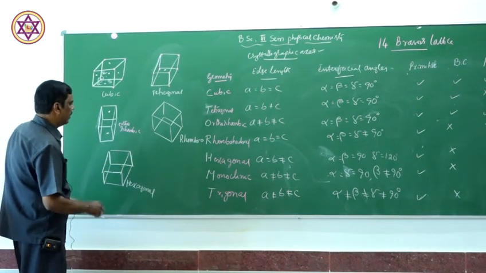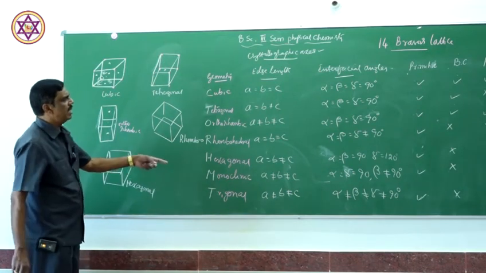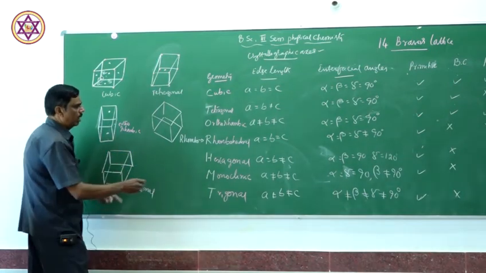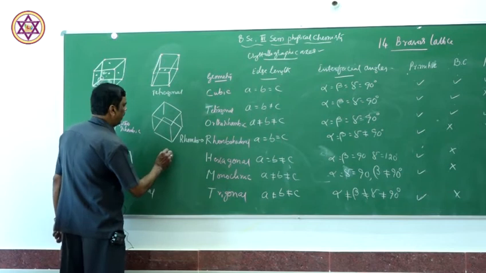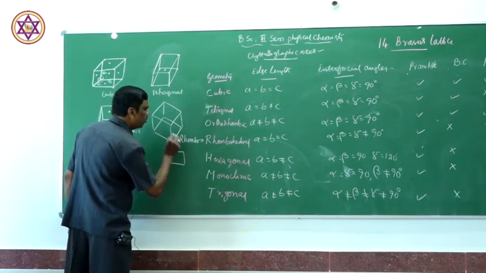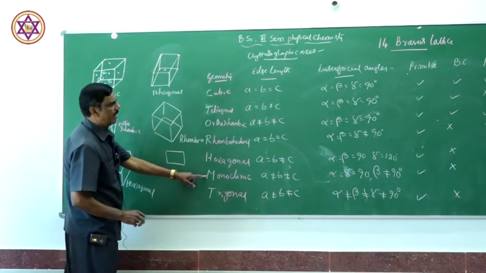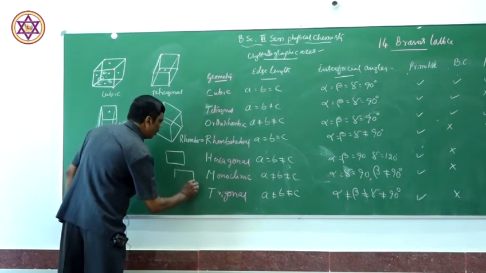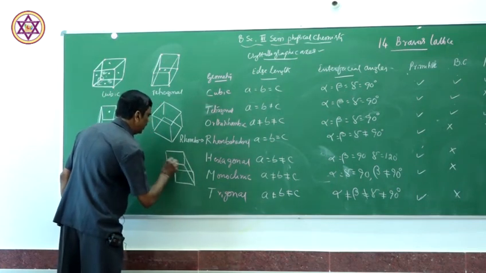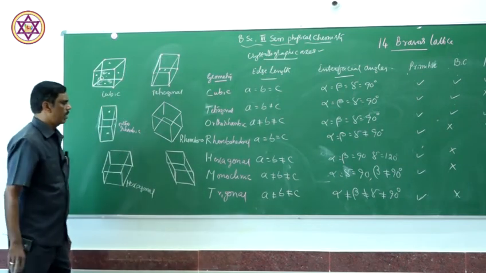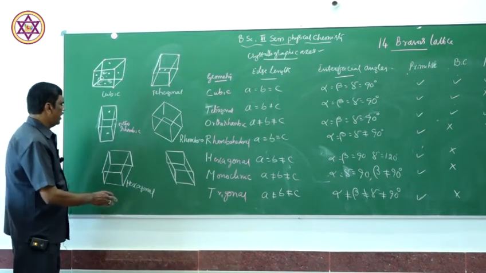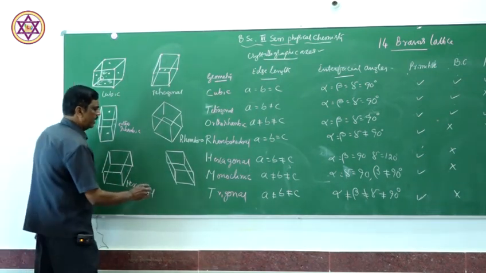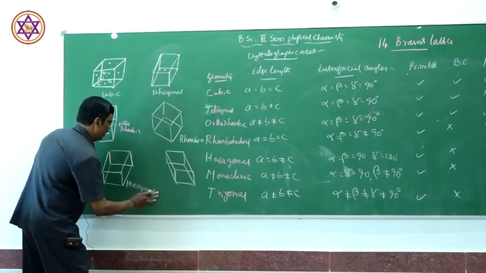In case of monoclinic, a ≠ b ≠ c, and alpha = gamma = 90, whereas beta is not equal to 90. That can be represented like this. Monoclinic. In trigonal, a ≠ b ≠ c, and all the angles are not equal to 90. So that can be represented like this.